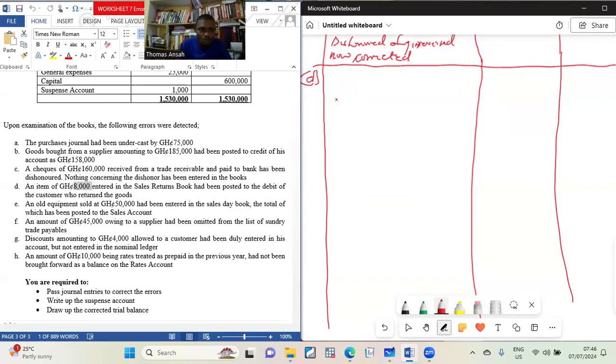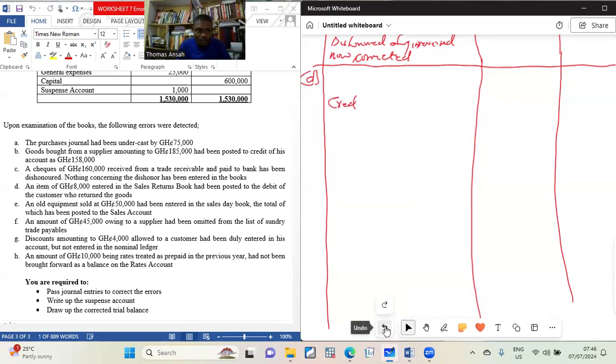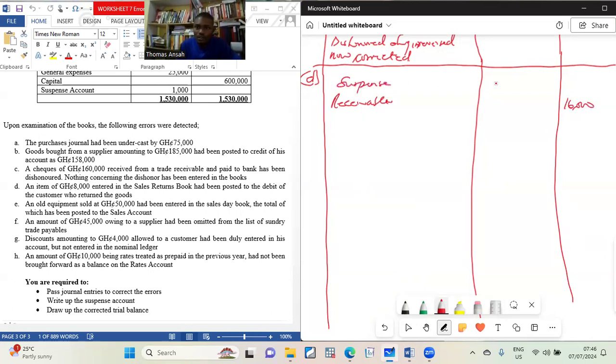So what are we going to do? We are going to go into the customer. All right. So it has been entered here, but posted to the debit side. So we are going to credit the customer. So customer, let me call it a receivable, right? And that receivable is going to be 16,000. Then suspense will take the other side. 16,000.